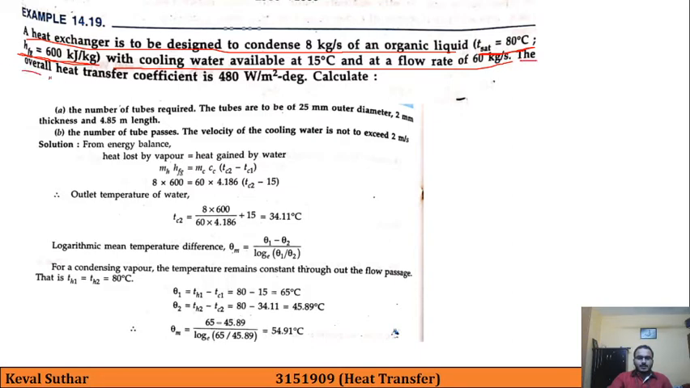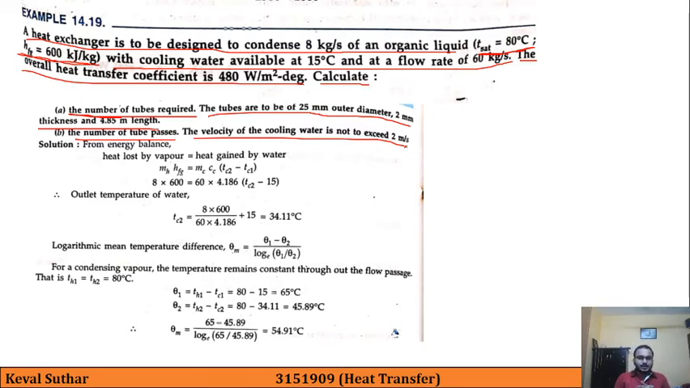The overall heat transfer coefficient is 480 watt per meter square degree, and calculate the following things. We need to calculate two things here. First is the number of tubes required. The tubes are to be of 25 mm outer diameter, 2 mm thickness, and 4.85 meter length. Second thing that we need to calculate is number of tube passes. The velocity of cooling water is not to exceed 2 meter per second.